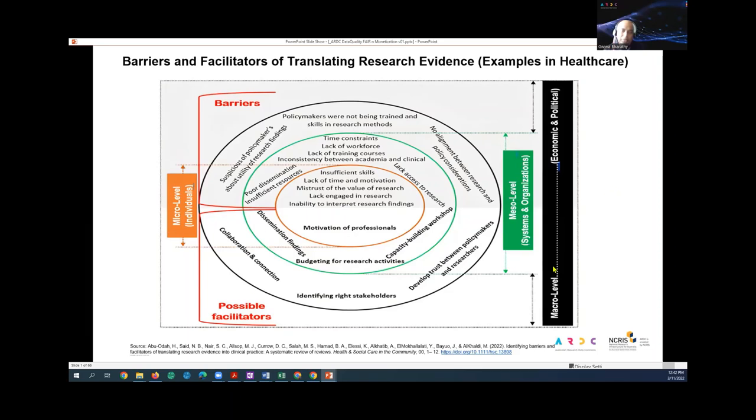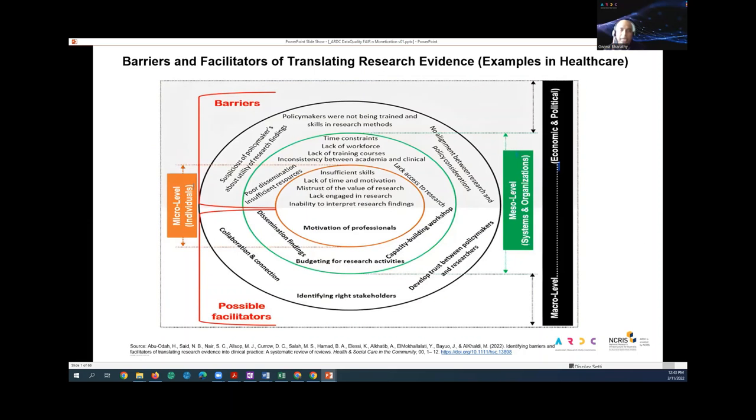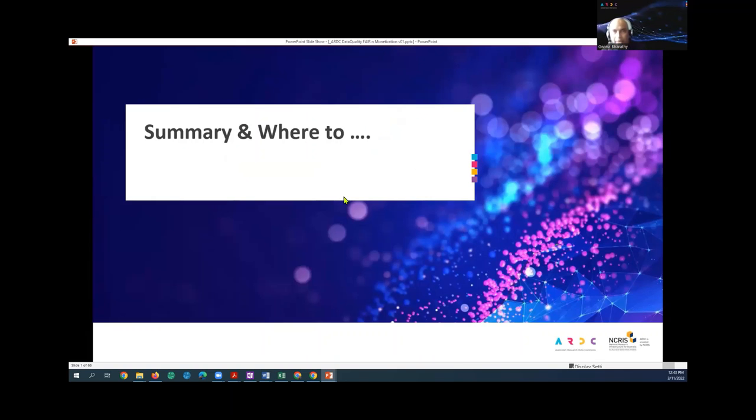So they talk about time constraints, lack of workforce, etc. And they talk about identifying the right stakeholders, budgeting the right level of activities, motivation of professionals, and so on. And things that are barriers versus those that are facilitating have been nicely laid out. And similarly, what is micro level versus meso or systems level have also been highlighted.